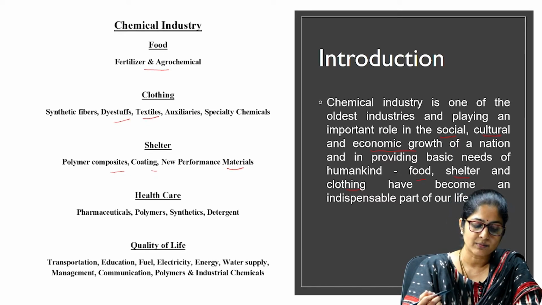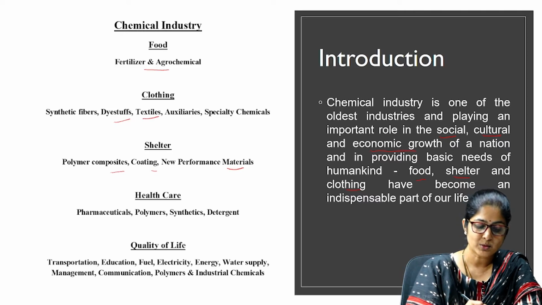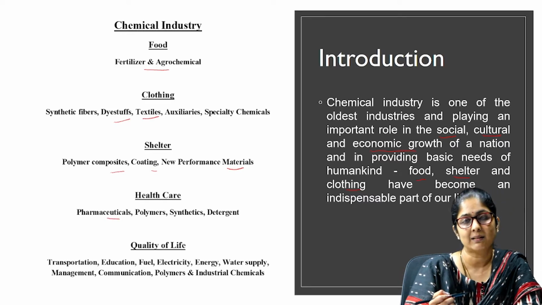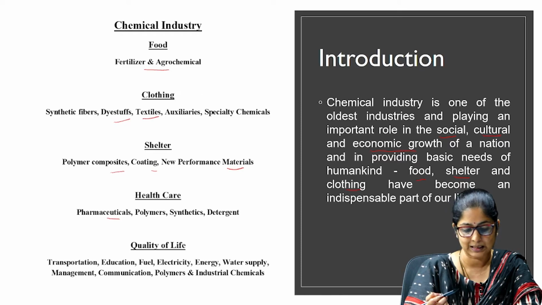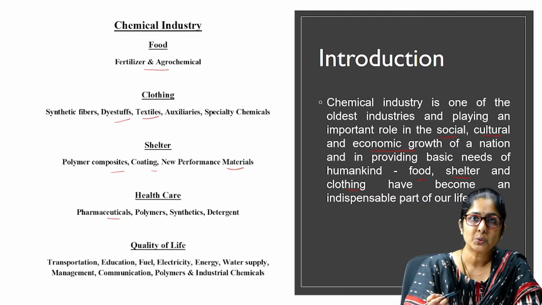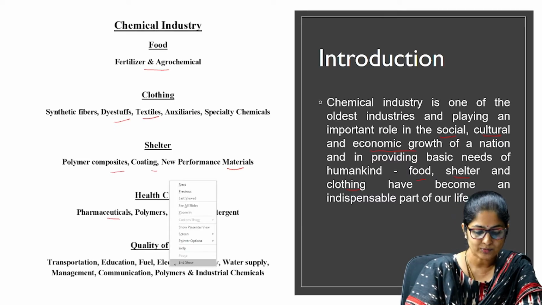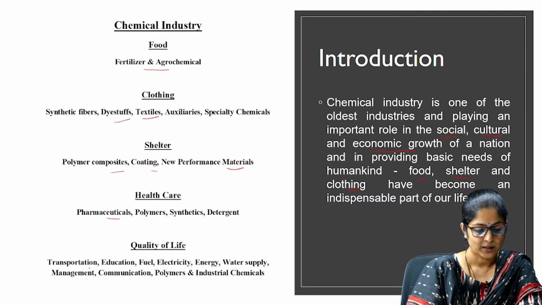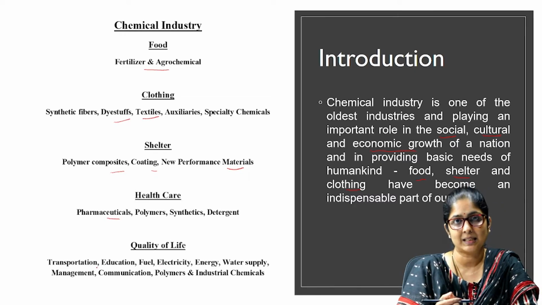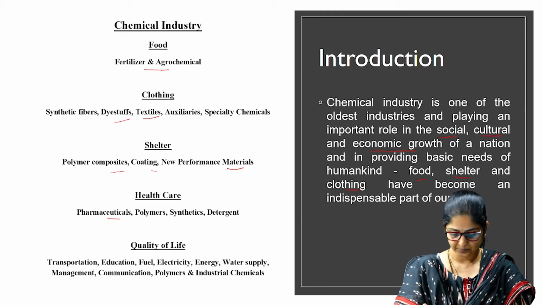Apart from that, a very important area is healthcare: the pharmaceuticals present for healthcare are also manufactured by the chemical industries. In addition, to improve the quality of human life, we need electricity and transportation, so many of these things also come from the chemical industries. As can be seen from these examples, the chemical industries form the basis of so many products that we use in our day-to-day life.